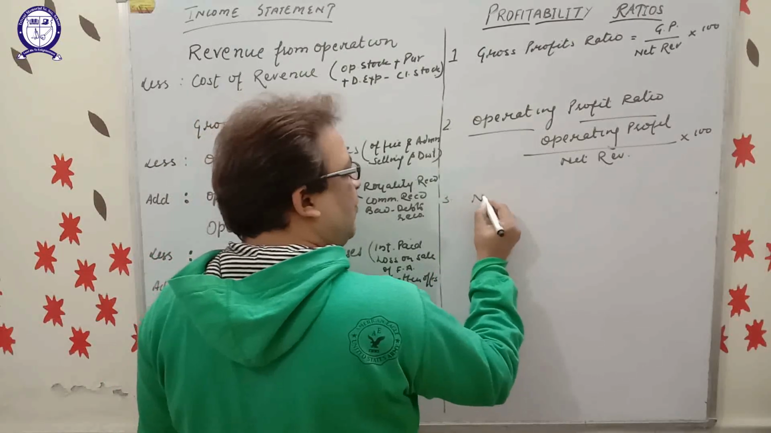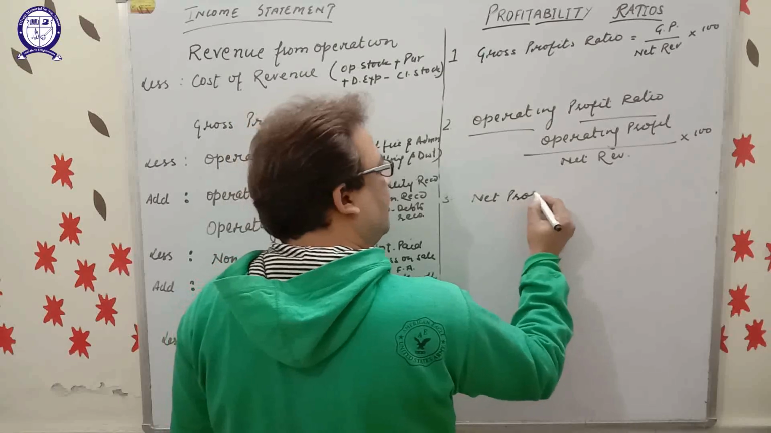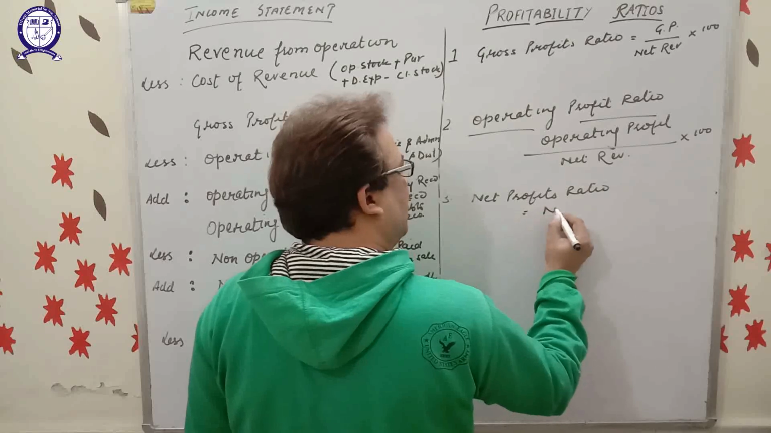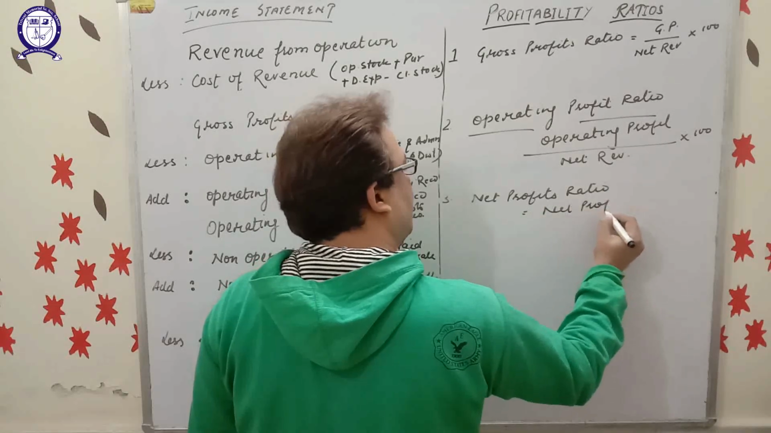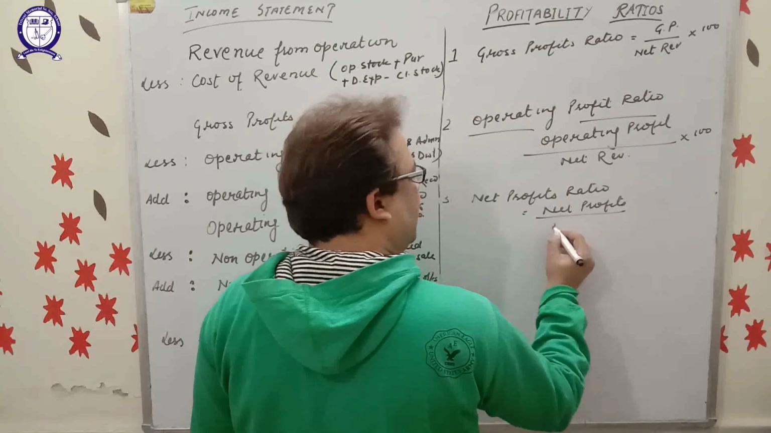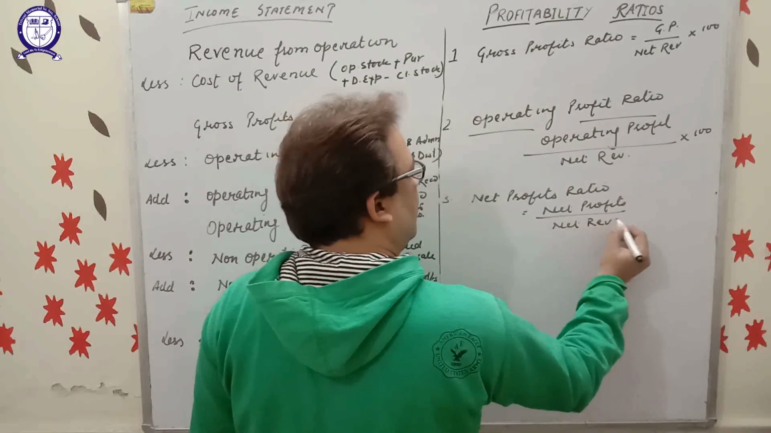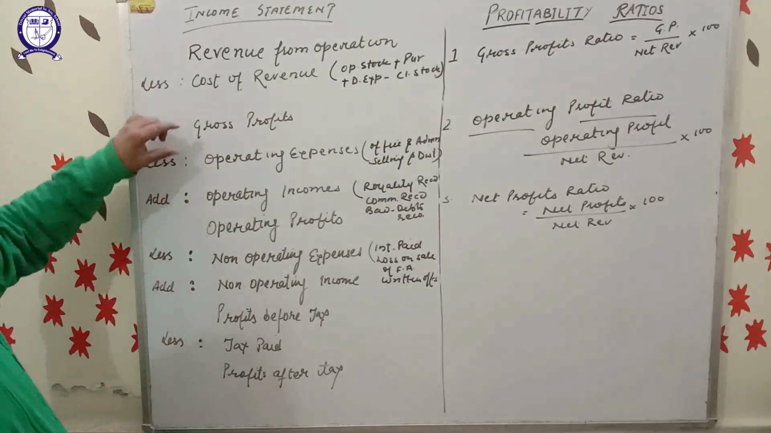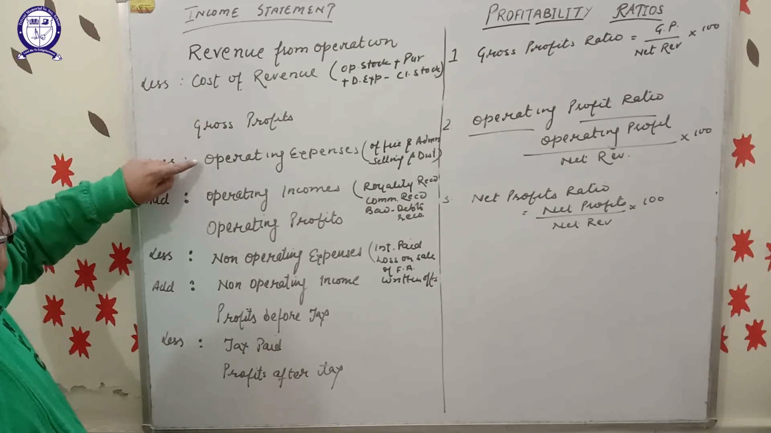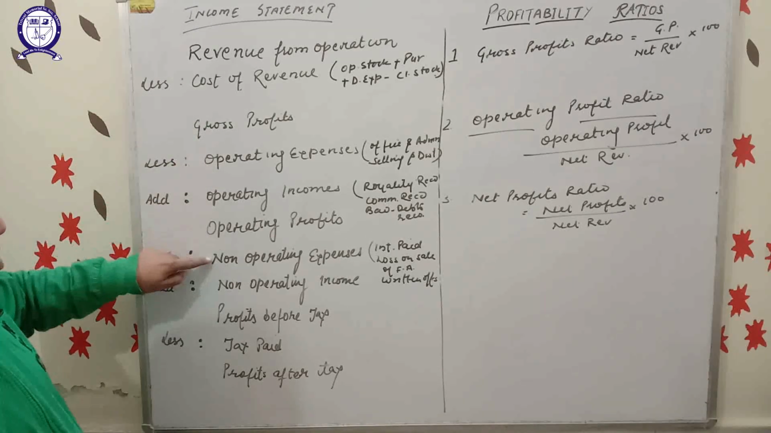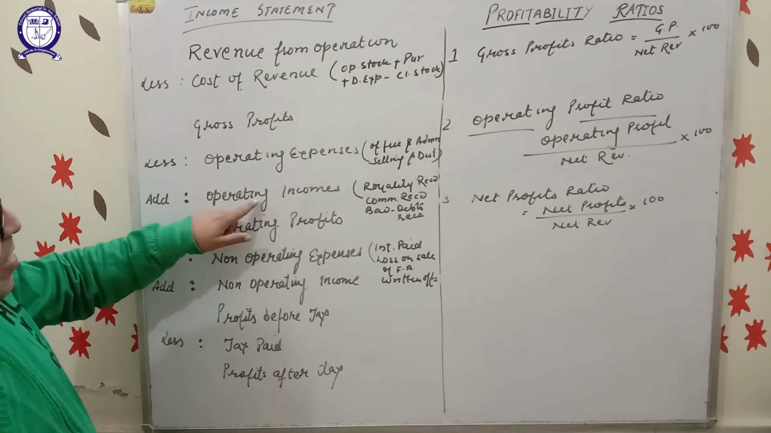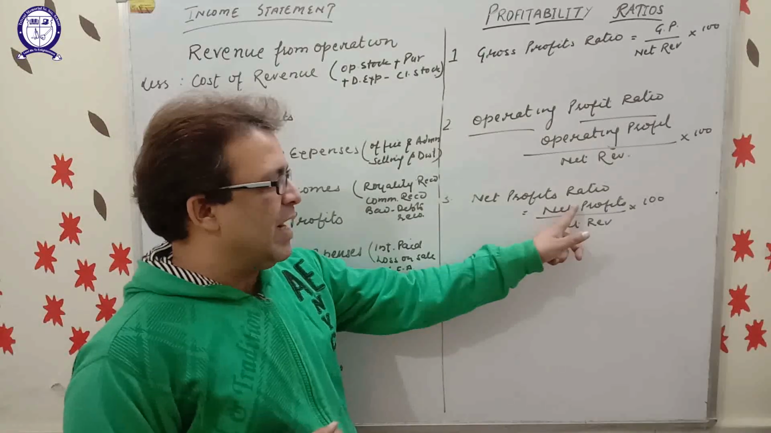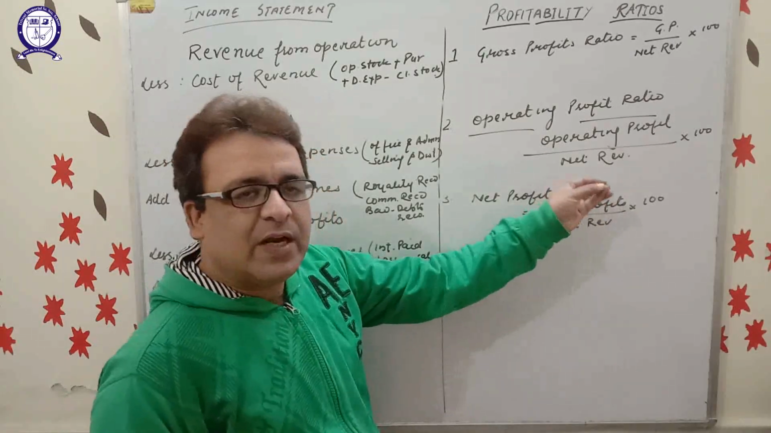Next, net profit ratio. Net profit divided by net revenue into 100. Net profit means gross profit minus indirect expenses, operating and non-operating, plus incomes, operating or non-operating. You can take net profit before tax or net profit after tax.